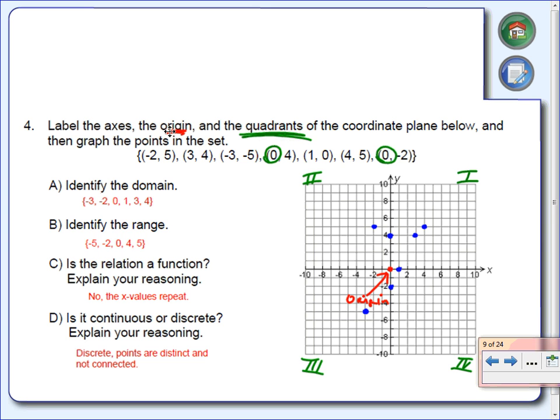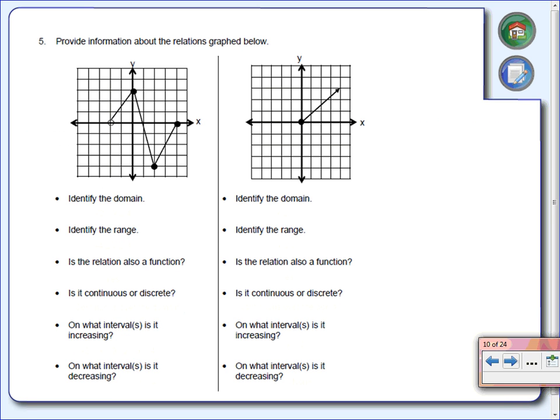We have two more. We got number 5 and number 6. What I'm going to do on number 5 is, you'll notice there's two different graphs with the same questions. I'm going to do one of them, and you're going to do the other. Then I'll do the same thing for number 6. I'll do one of them, you do the other. So make sure that you are following along here, because you're going to get one by yourself.